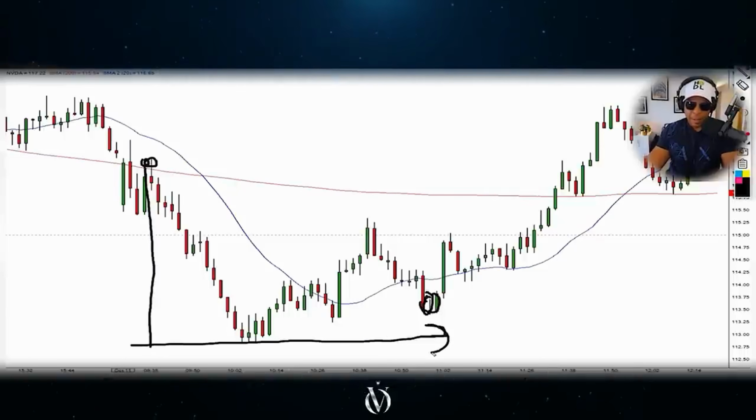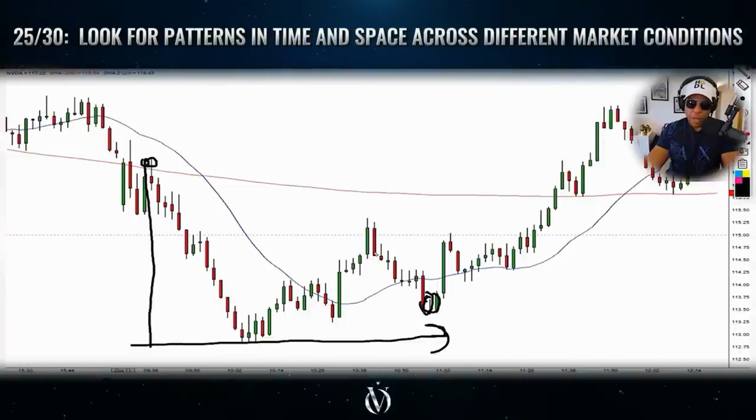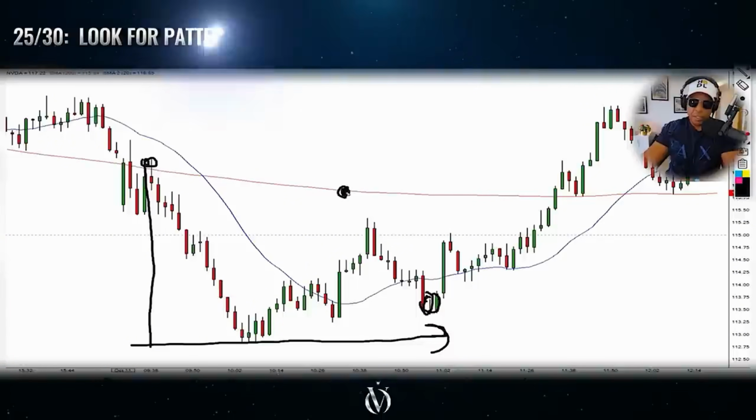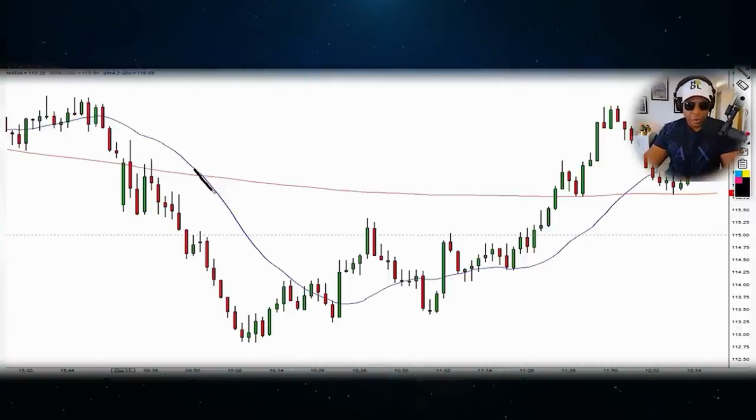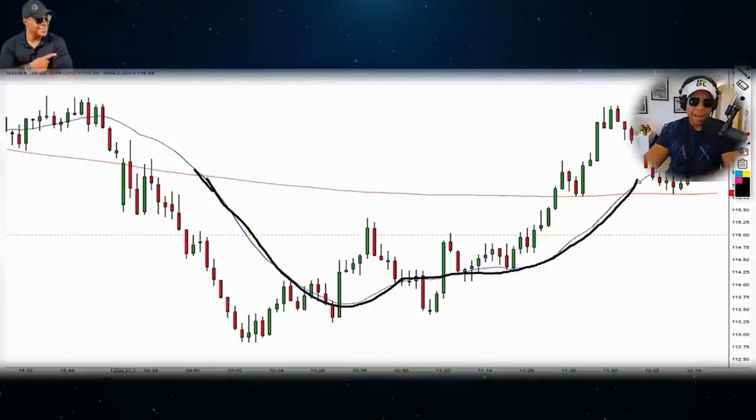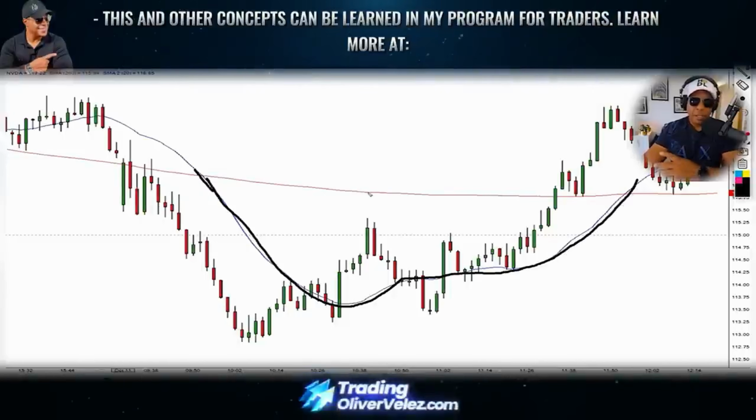So we got time, but we also have space. Now look at the space between your 200 and your 20. If I were to eliminate the prices here, you would see a nice little cup, right? So imagine the prices aren't here. You'd see the 20 separate itself from the 200, get nice and wide, and start to cup up, and then come right back. Well, your best turning points are after this gets wide. You understand? So that's wide.